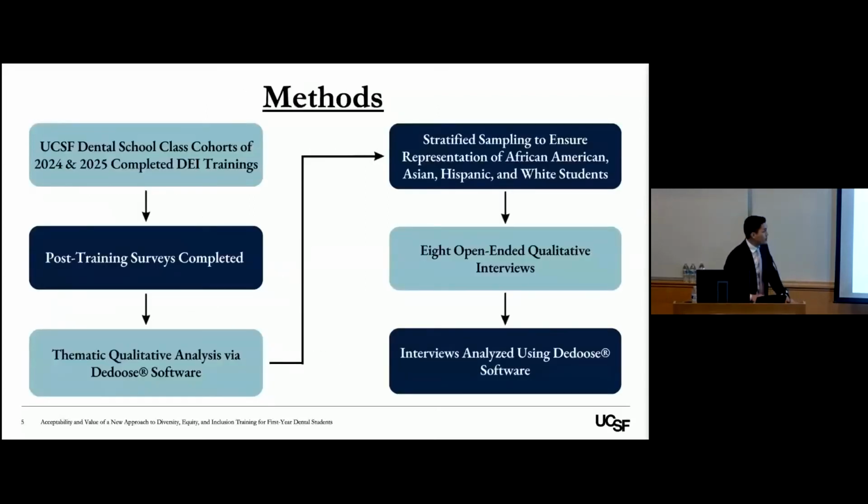And so the way this worked is the first 2 cohorts completed the training. The second cohort completed it last spring. So the class of 2024 was the first one, and then the class of 2025 completed it last spring. After each of those trainings, there was a survey sent out.